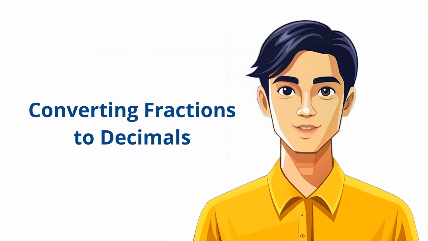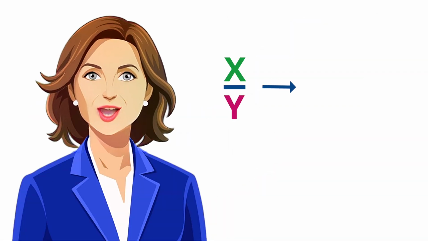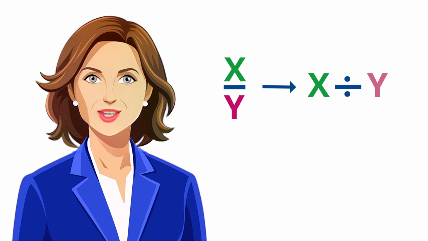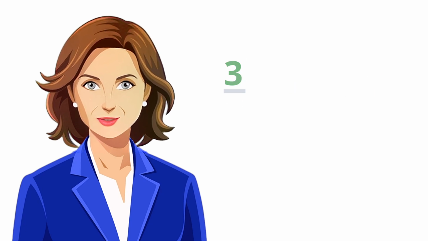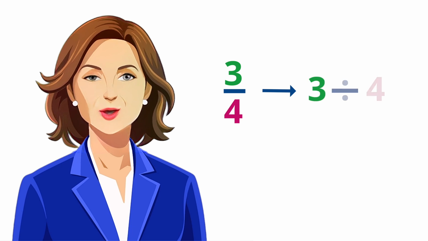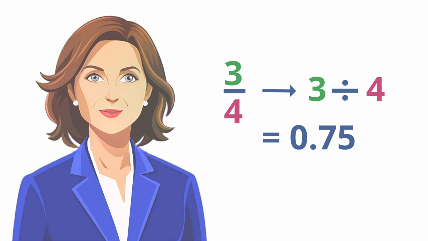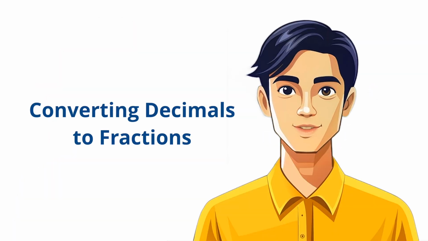How do we convert fractions to decimals? To convert a fraction to a decimal, simply divide the numerator by the denominator. Example, the fraction 3/4 can be converted to a decimal by dividing 3 by 4, which gives 0.75. And what about converting decimals to fractions?